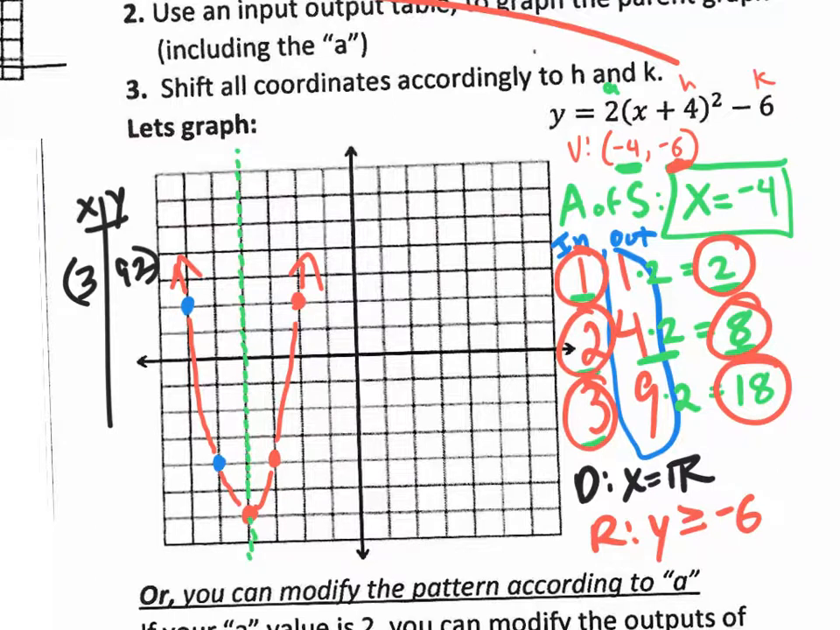So I decided to forget input-output tables. Let's just stick with what we know, that the a value of 1 produces the pattern 1, 1, 2, 4, 3, 9. And if your a is different than 1, all you have to do is modify your outputs according to that new a value. Does that make sense? It's really simple. If the a value happens to be 3, what are you going to multiply all your outputs by? By 3. If your a value happens to be 1/2, what are you going to multiply all your outputs by? By 1/2. So whatever your new a value is, simply multiply your outputs by that new a value, and that will change the parabola accordingly.